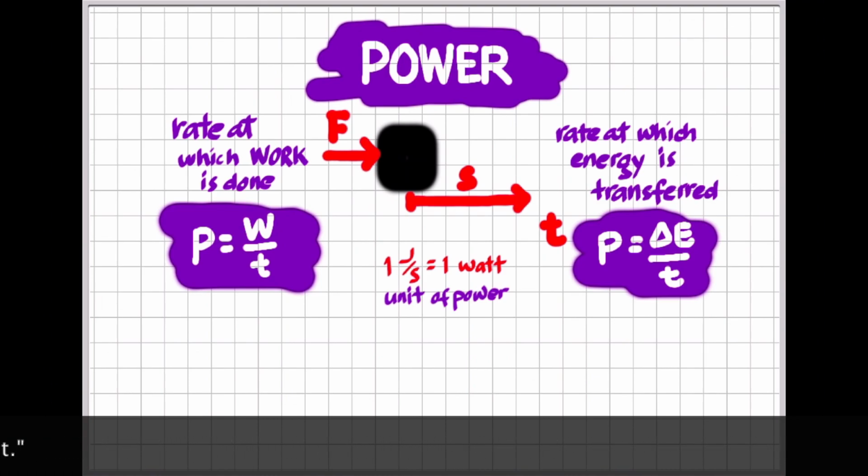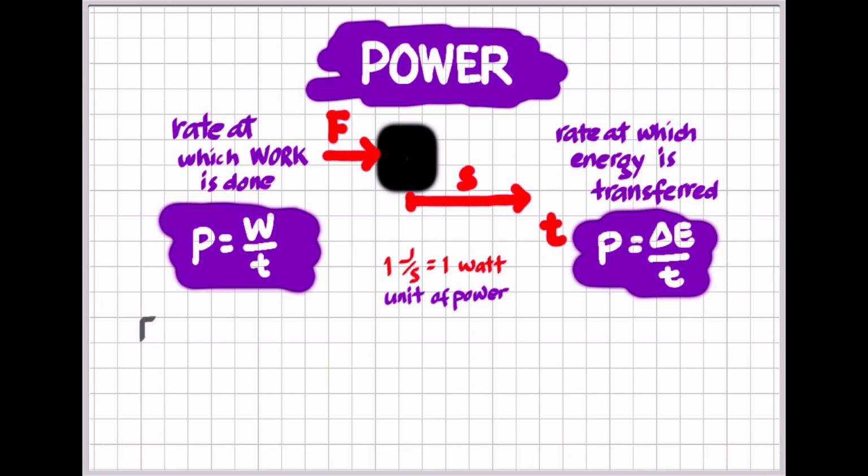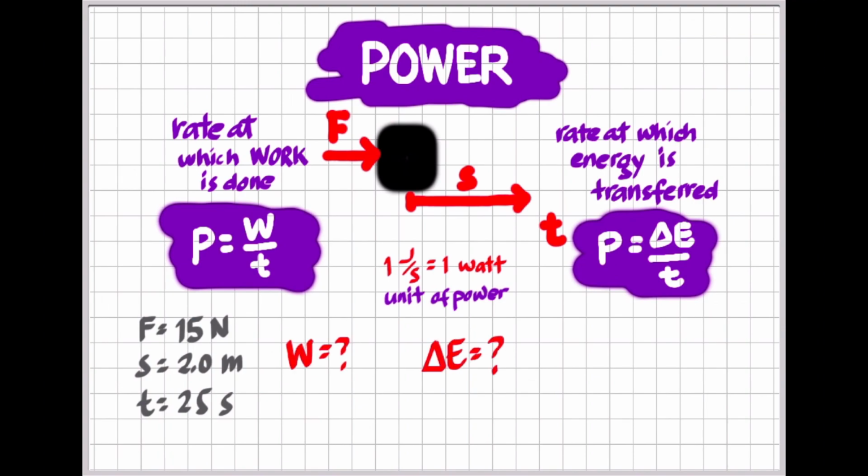Okay? Simple equations we have here, yes? We can easily calculate quantities based on those. For example, say you have a force equal to 15 newtons and S is 2.0 meters, and the time to bring the object 2 meters from the starting point is, say, 25 seconds. Let's find the work done by the force, and the change in the energy of the object, and also the power.